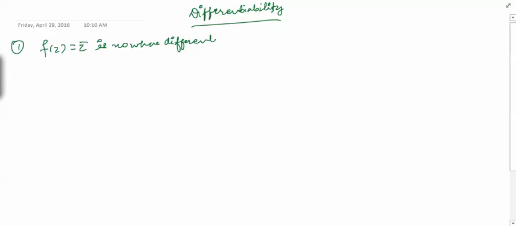These are similar properties to what we have in the case of real analysis, right? The first property: we have just proved that f of z equal to z bar is nowhere differentiable. Similarly, you can prove that f of z equal to real of z, f of z equal to imaginary of z, and f of z equal to mod of z, are all nowhere differentiable functions.